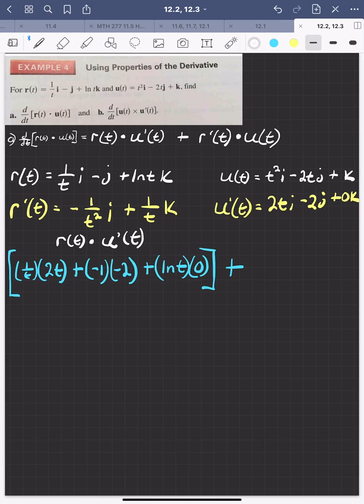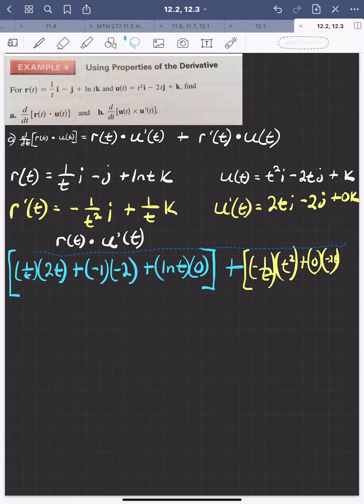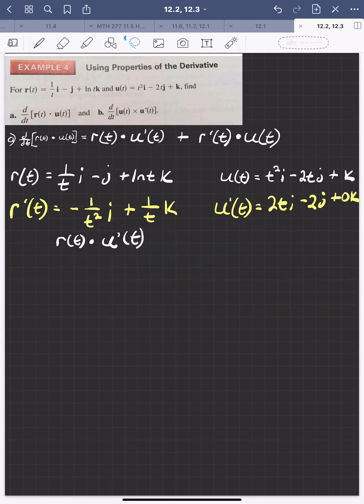Now let's jump into r prime of t dot u. Let's see if I can write it without running out of space. So negative 1 over t squared times t squared, plus 0 times negative 2t, plus, oh, that was definitely too ambitious, wasn't it, to be able to get all of this in one line. Let's try this.